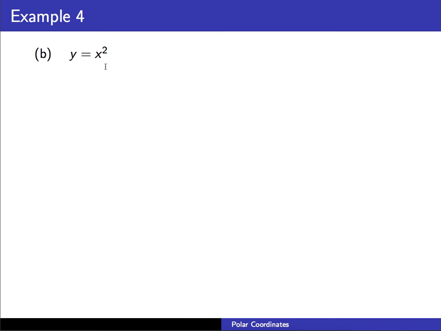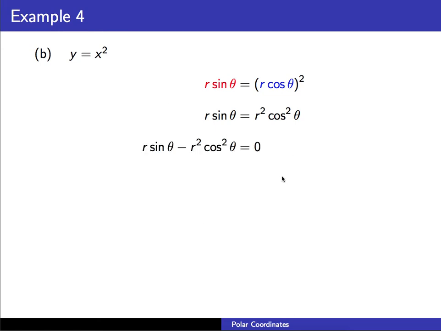Part B, y equals x squared. This is a parabola where the vertex is at the origin. So r sine theta equals r cosine theta being squared. That gives us r squared cosine squared on the right. And if we subtract from both sides, we get r sine theta minus r squared cosine squared theta equals 0. We can factor out an r from both of those, and we get r times the expression sine theta minus r cosine squared theta equals 0.